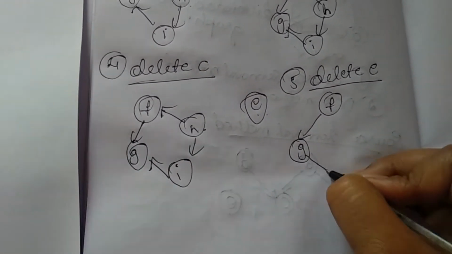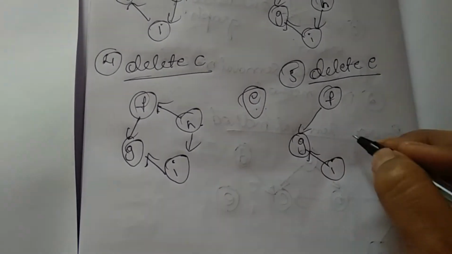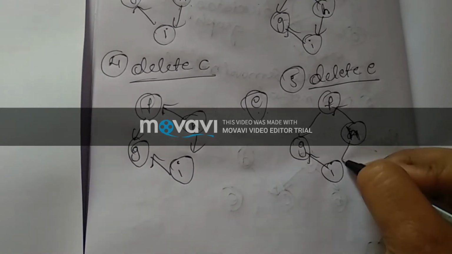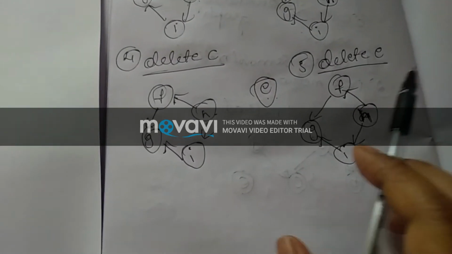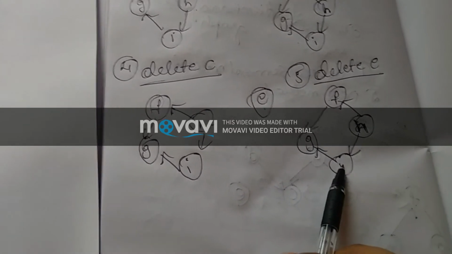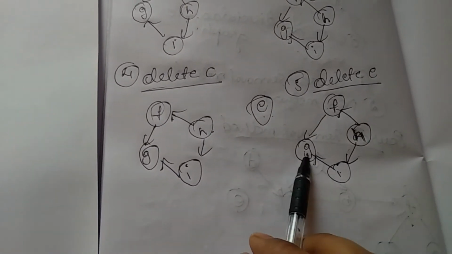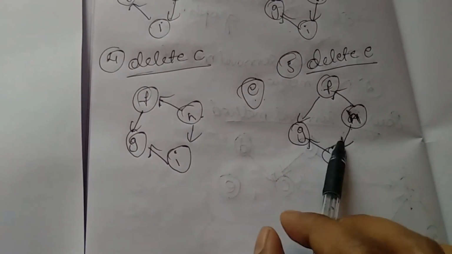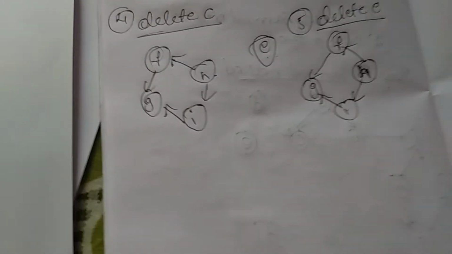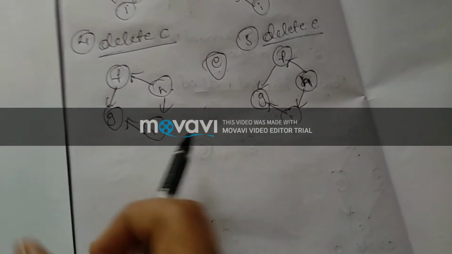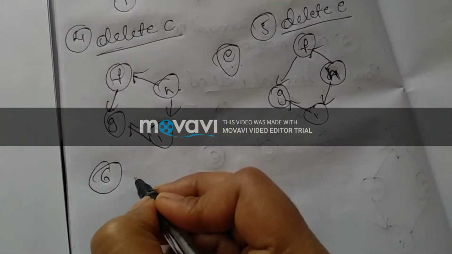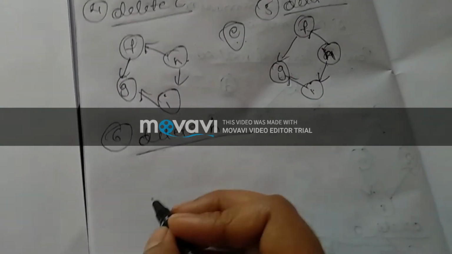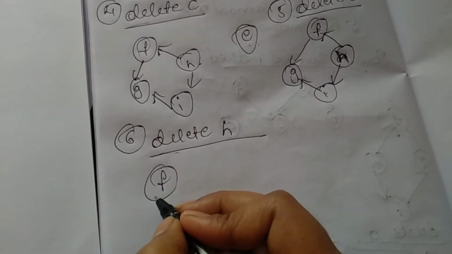F, G, I, then H. See here, F is having an incoming edge from H, I is having an incoming edge, G is having an incoming edge, but H is not having any incoming edge. It is having only two outgoing edges. So which one do you have to delete now? Delete H. If I delete H, what will you get?